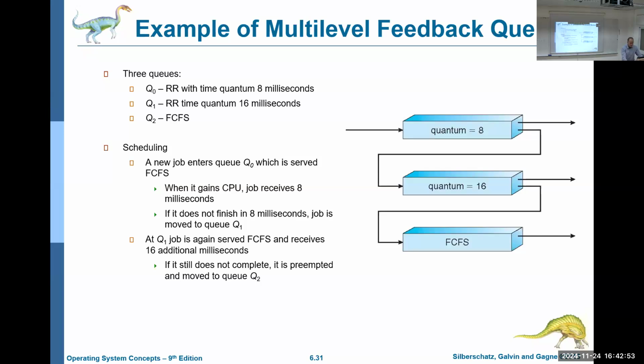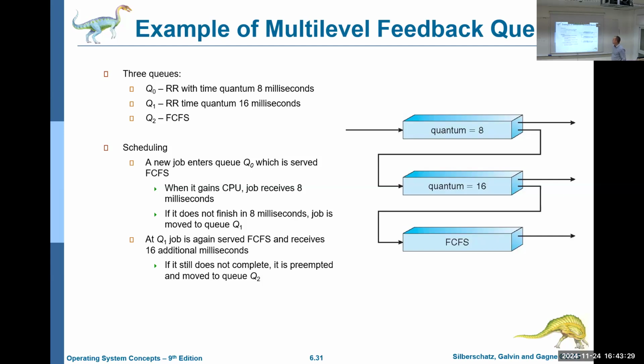So here's an example, and this is an example I was thinking of. I start off with a quantum of 8, in other words, a time slice of 8. If I can get finished in a time slice of 8, I'm finished. If I don't finish, I go to the next queue, and in this queue, everybody gets a quantum of 16. If I finish, I'm done. If I'm not finished, then I go to a final queue, which is, for example, first come, first serve. So that means I'll get it until I finish. That'll be an infinite time slice. So there are 3 queues.